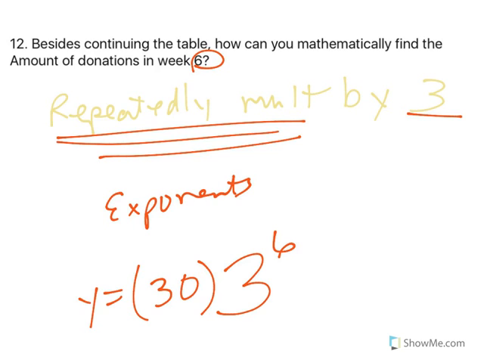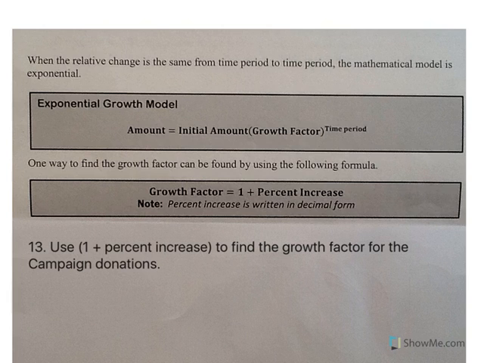Because you had to start somewhere, right? 30 times 3 gave us the next one. Then we multiplied by 3 again, then by 3 again, then by 3 again. So the repeated multiplication means we need an exponent. So you can see that leads us into the exponential growth model. And so we're going to have the amount equals the initial amount, and I'm going to use correct notation here. The initial amount is like a sub 0. That means initial amount. Inside you have your growth factor raised to the time period. And there is your formula.